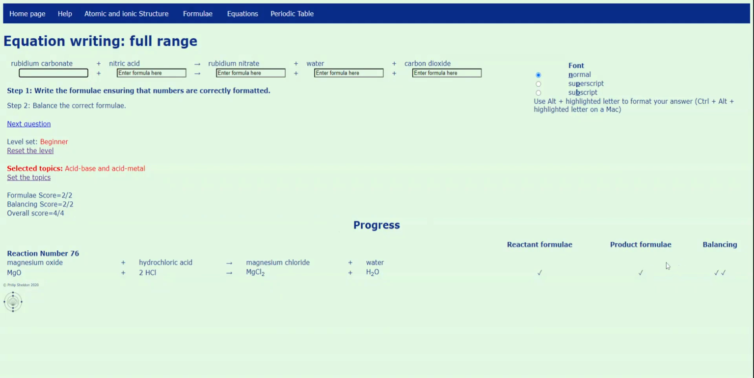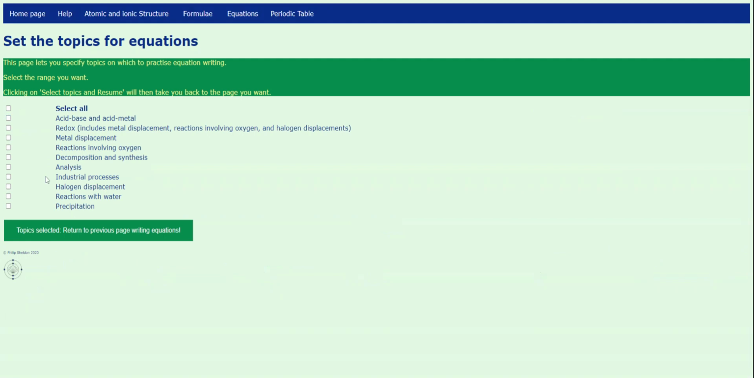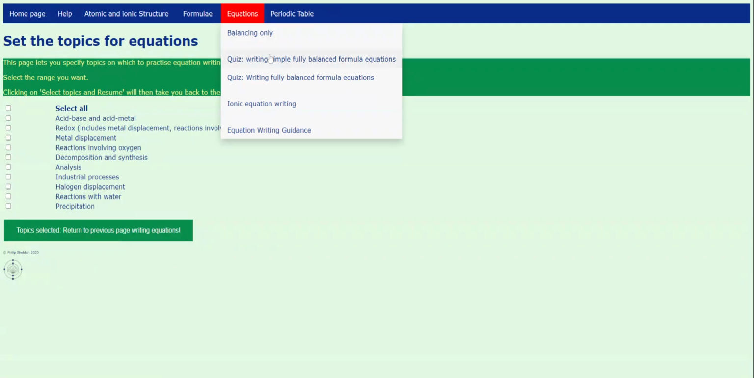And these come up, and this is a sort of lucky dip of equations. They appear in random order based on the topics that you have selected. So just remember, you can change the topics to any combination of these that suits you. So that's the equations, and then we come on to ionic equations.